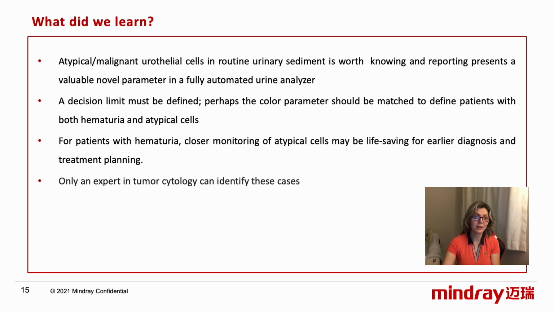A decision limit must be defined. Perhaps the color parameter should be matched to define patients with both hematuria and atypical cells. For patients with hematuria, closer monitoring of atypical cells may be life-saving for earlier diagnosis and treatment planning. Only an expert in tumor cytology can identify this case.